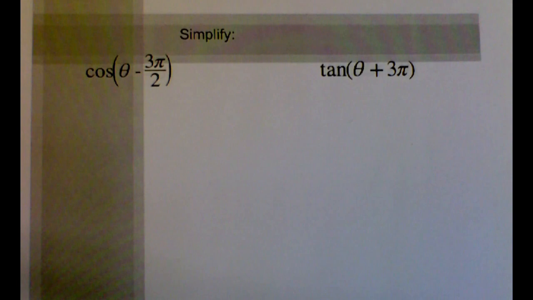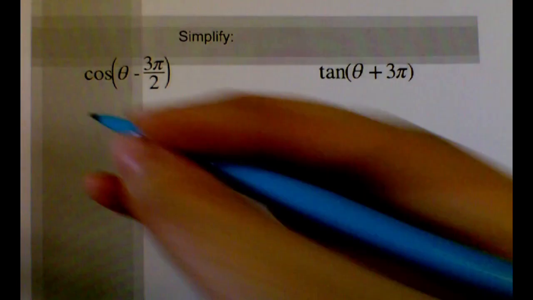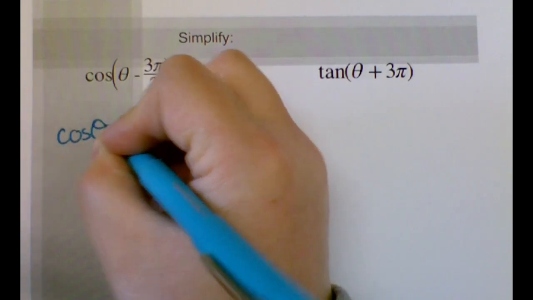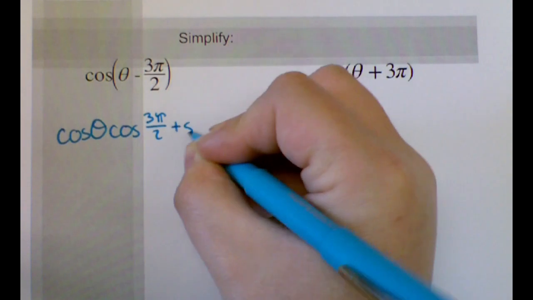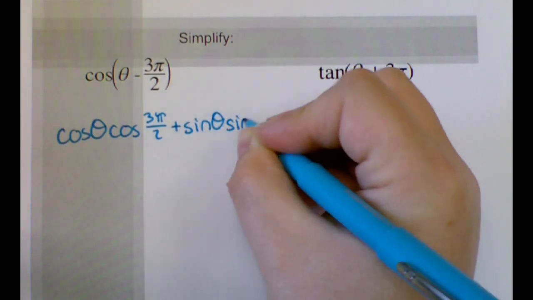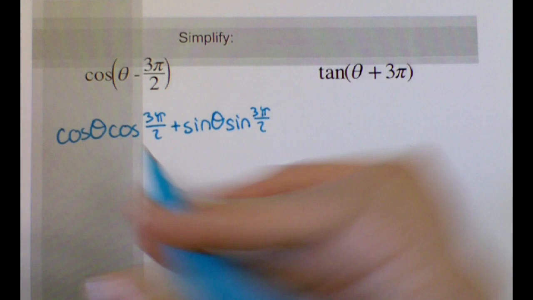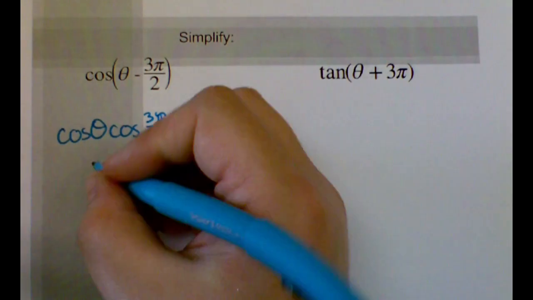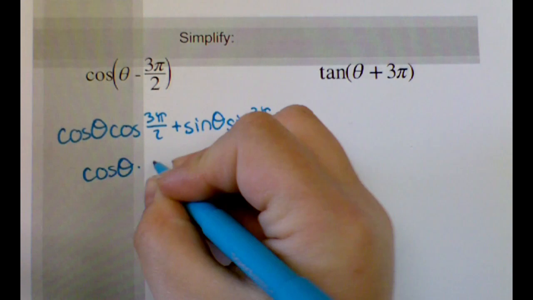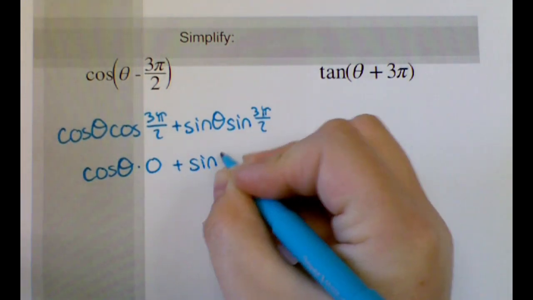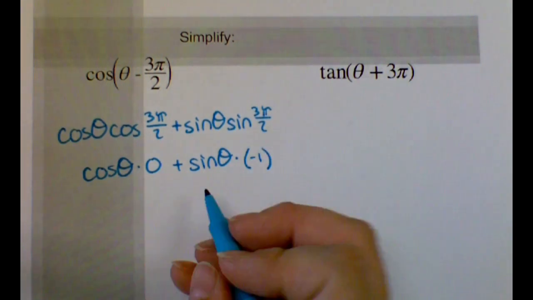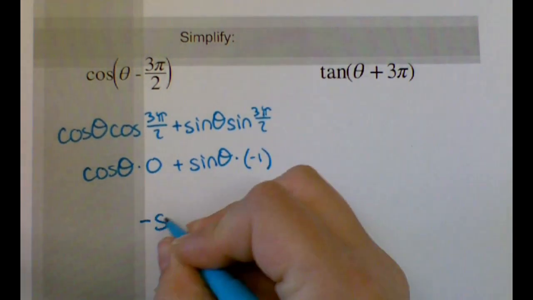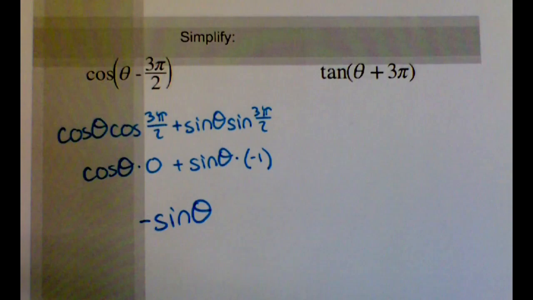All right, we're going to simplify these. So cosine of theta minus 3 pi over 2. Cosine of a difference, we take cosine of the first times cosine of the second plus sine of the first times sine of the second. Cosine of 3 pi over 2 is 0. So I have cosine of theta times 0, plus sine of theta times sine of 3 pi over 2, which is negative 1. So I have 0 plus sine times negative 1, which is just negative sine of theta.